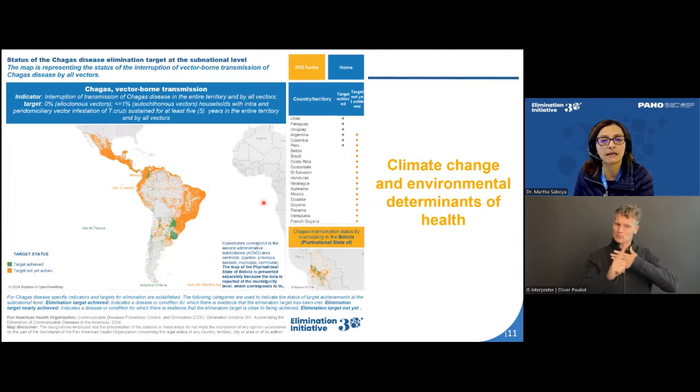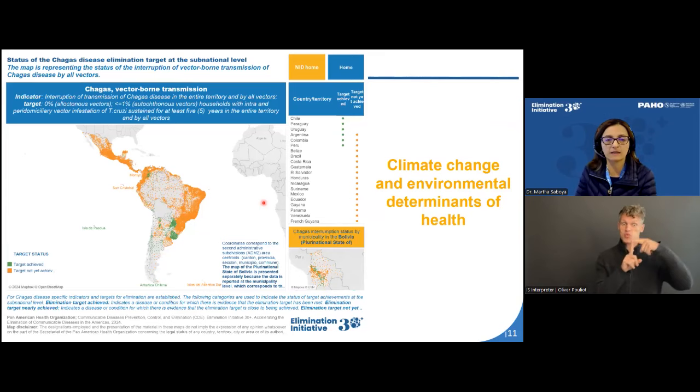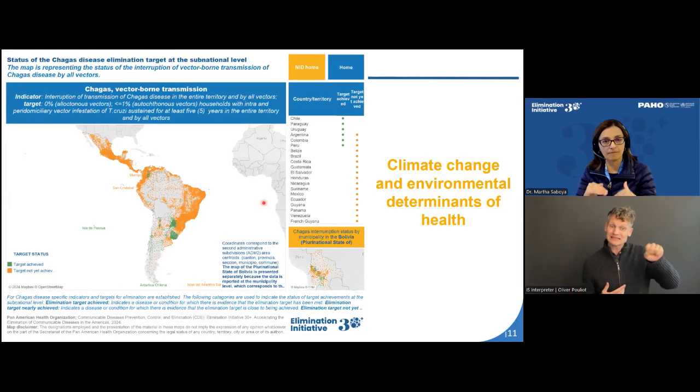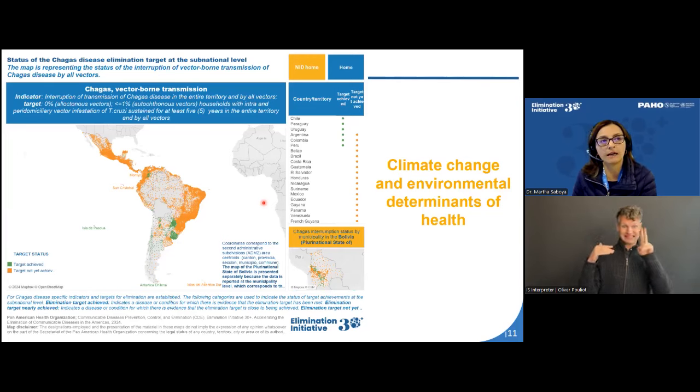Dr. Ekmans mentioned that climate change and environmental determinants are key for some diseases, specifically for vector-borne diseases. And this is the case of Chagas. I'm showing you where we have Chagas at the national level first, and we are monitoring the indicator that includes the elimination of the transmission of Chagas disease by any vector. Very few countries have achieved the interruption of transmission by all vectors in the entire country, but some of them have achieved that goal only in some of the subnational areas.